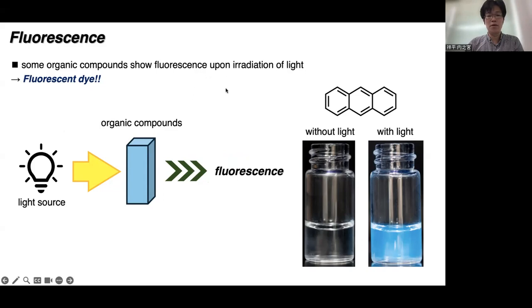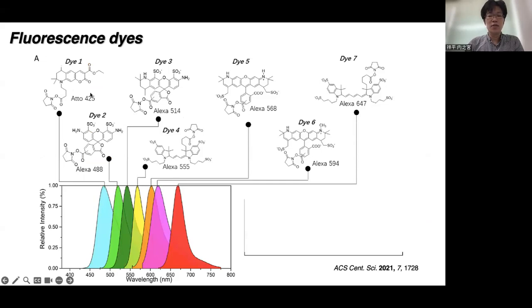This compound is called anthracene. Without light, this compound shows no fluorescence. But when this compound is irradiated with light, it shows fluorescence like this. These compounds are called fluorescent dyes. To date, a lot of fluorescent dyes have been developed. Here are the structures of fluorescent dyes, and these dyes cover almost every wavelength of visible light. These fluorescent dyes are used in fluorescence imaging for biological research.